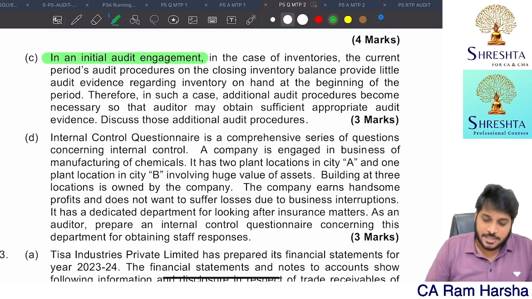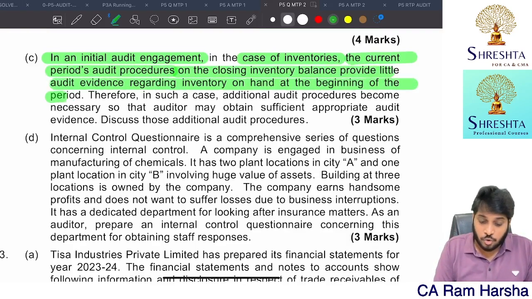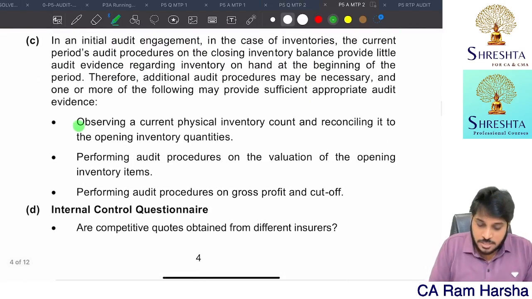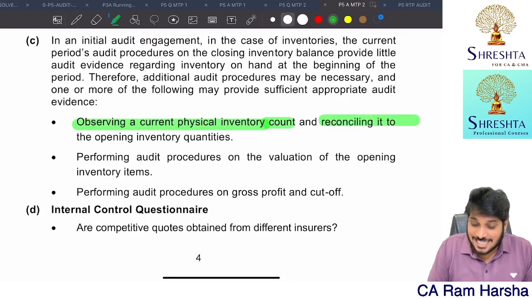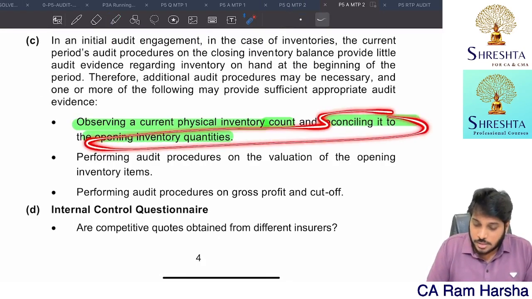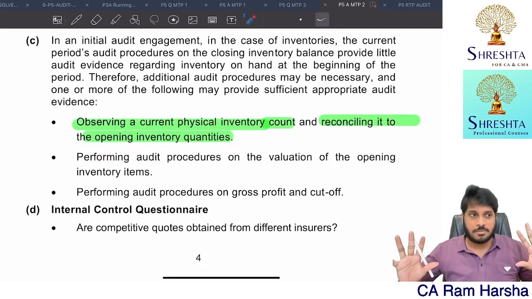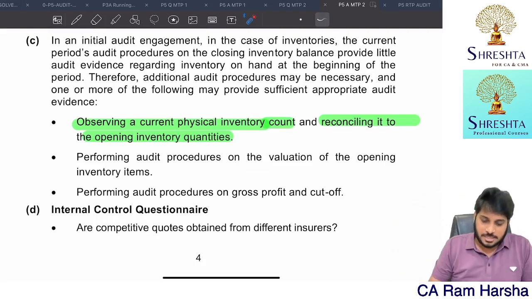In an initial audit engagement, in case of inventories, the current period audit procedures on closing inventory balance provide little evidence regarding inventory on hand in the opening balances, the beginning of the period. Yes, correct. So current year audit procedures on closing balances may not provide evidence regarding opening balances. Therefore, in such a case, additional procedures become necessary so that the auditor may obtain sufficient appropriate evidence regarding opening balance also. Discuss those additional procedures. Observing a current physical inventory count and reconciling it to the opening quantity. You go and check whether the current physical inventory matches the records or not. Reconcile it to the opening balance.